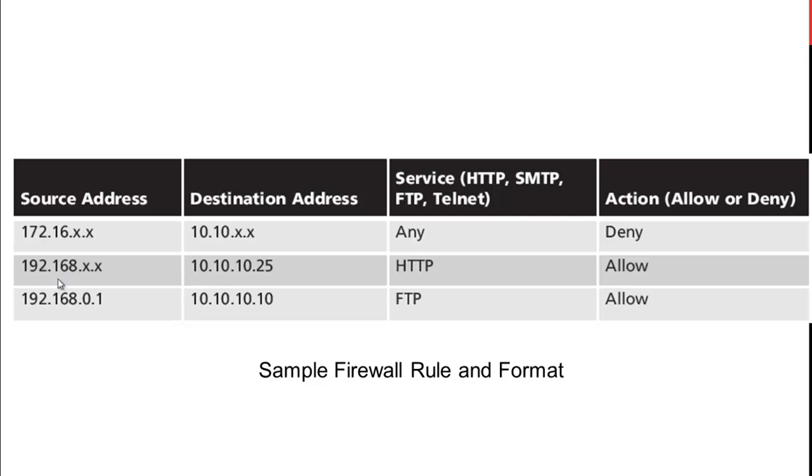So we can use very general IP addresses, x representing a wildcard, representing anything, and then we can block it. We can do a range to a particular IP address, and we can do particular IP addresses to particular internal IP addresses using services, whether we're going to allow or deny.